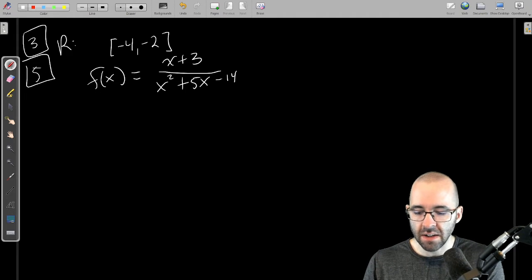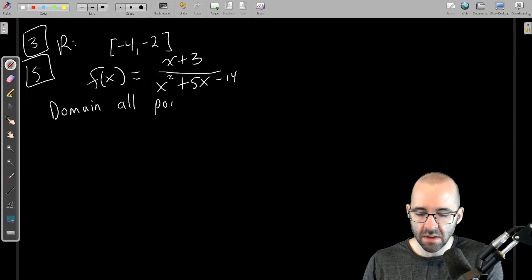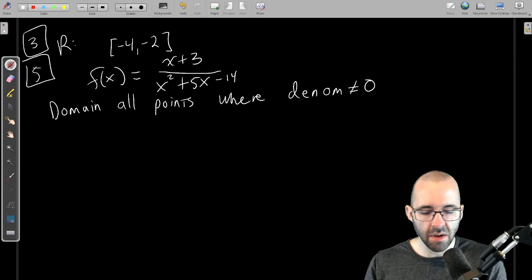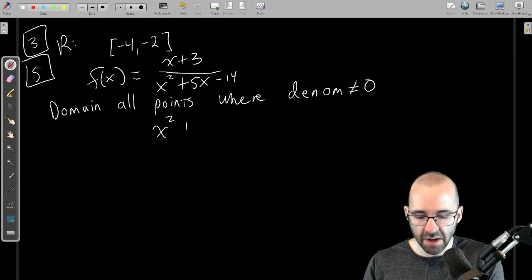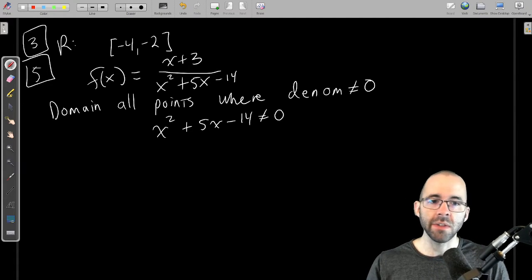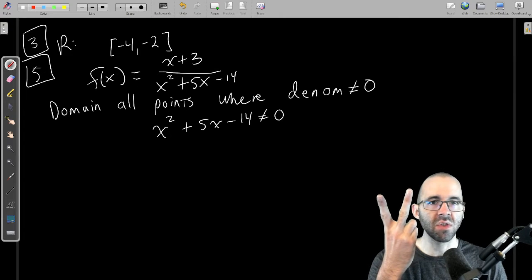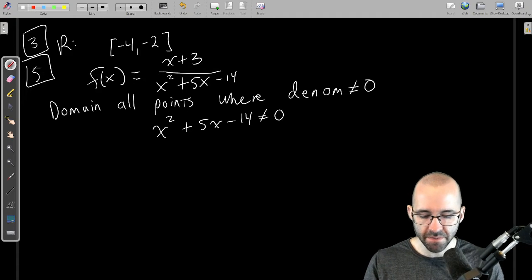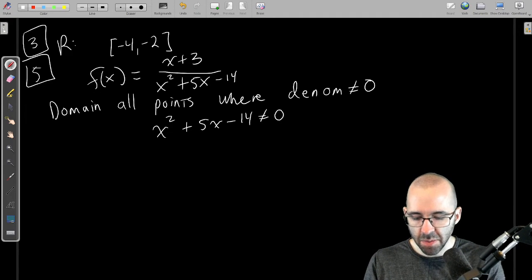Again, the domain is all points where the denominator, because this is just a simple fraction, there's nothing else going on, the denominator is not equal to 0. So we just try to find out, okay, when is the denominator not equal to 0? We solve this quadratic equation. Quadratic formula, completing the square, factoring. These are all some different ways that you can solve this equation. All right, I think factoring is probably the easiest.